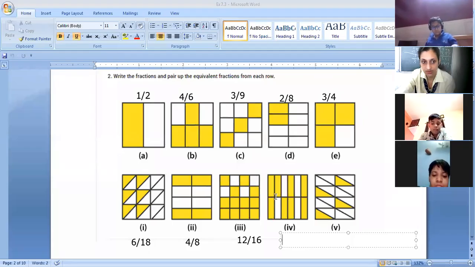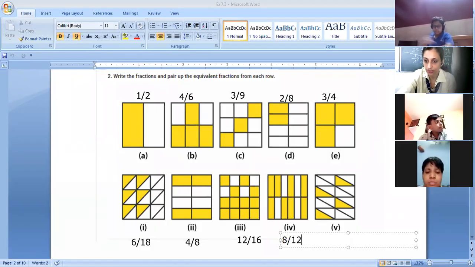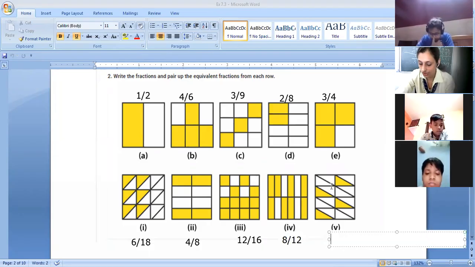Total number of parts. 1, 2, 3, 4, 5, 6, 8 by 12. That's right, Kanishka, Chehek. That's right, 8 by 12. Next one. How many parts are shaded?